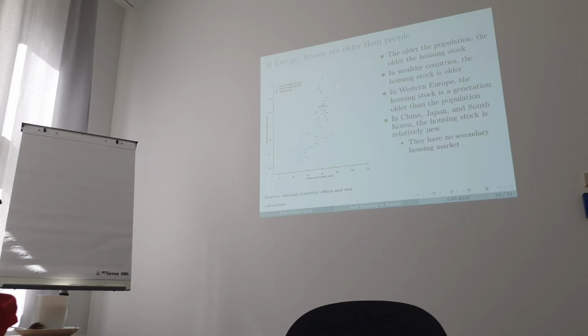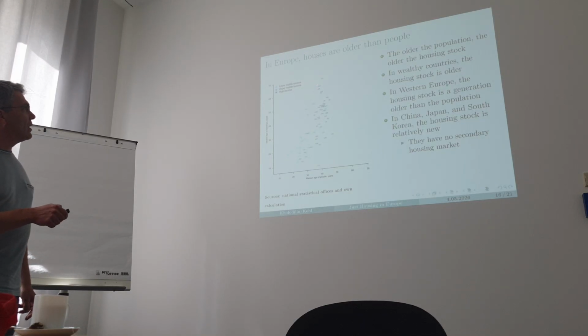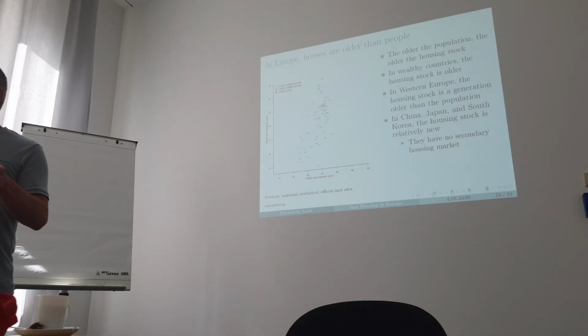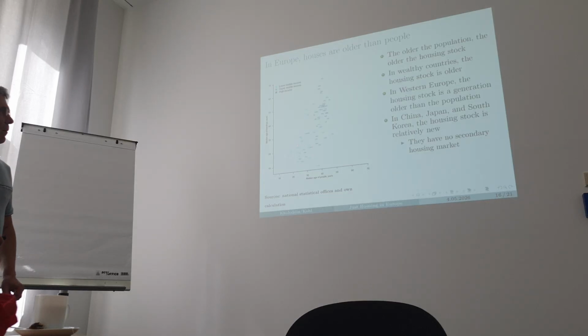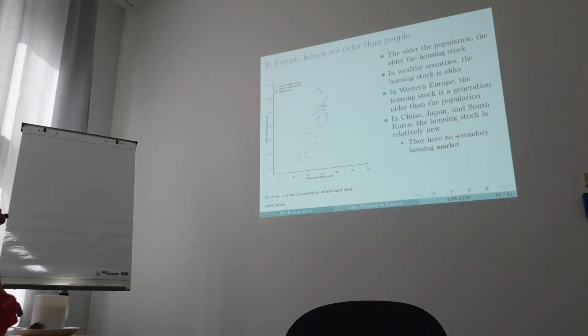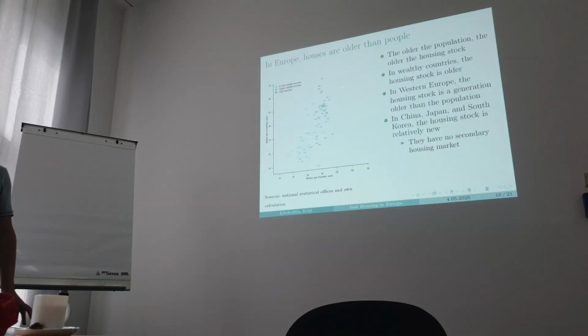For example, these are the European countries that I already mentioned. For example, Switzerland, Sweden, Great Britain, Denmark, and Belgium that have a very old housing stock. It's much older than the population in those countries, so like a generation older than the population. By contrast, you see also that the colors are different, and this corresponds to the income, to the GDP per capita. So these are the poor countries with young housing stock. These are the rich, old countries with old housing stock.